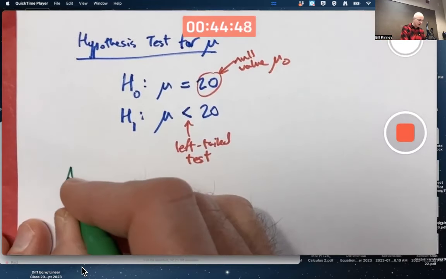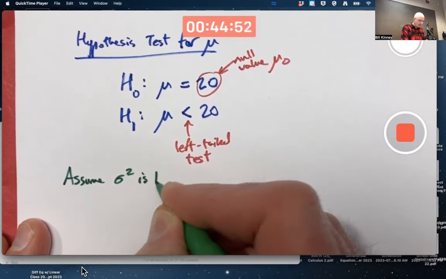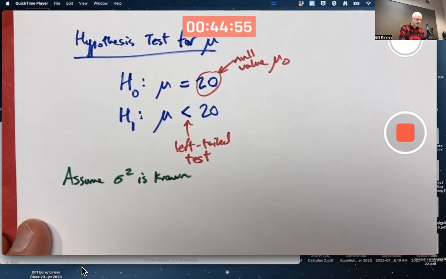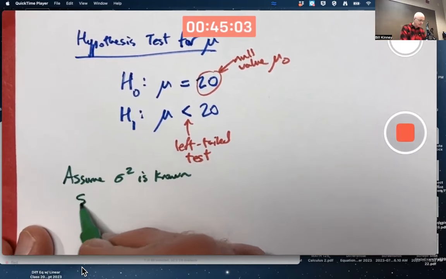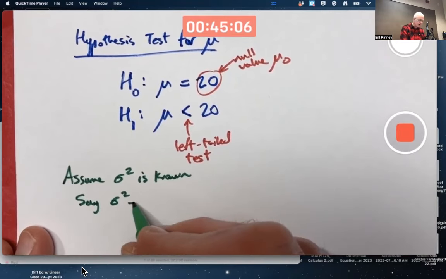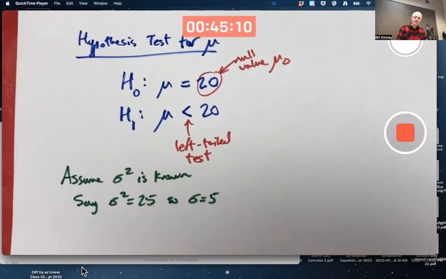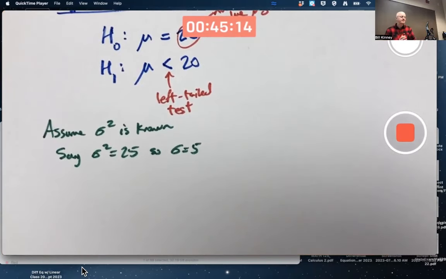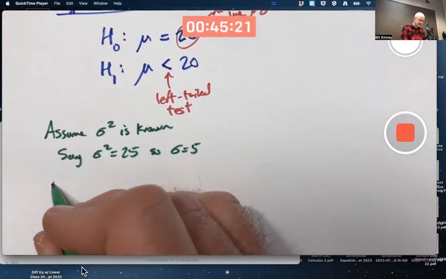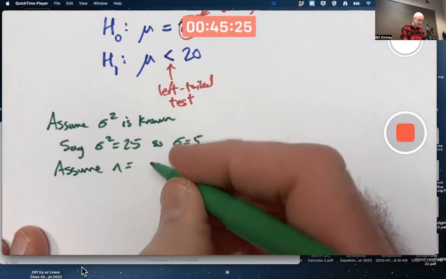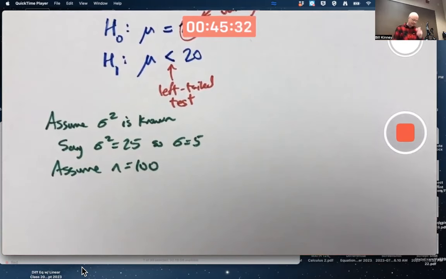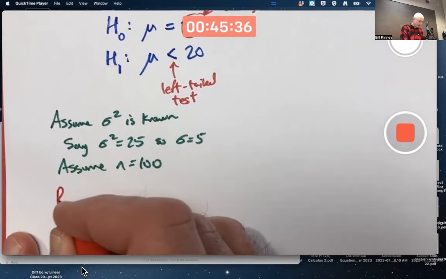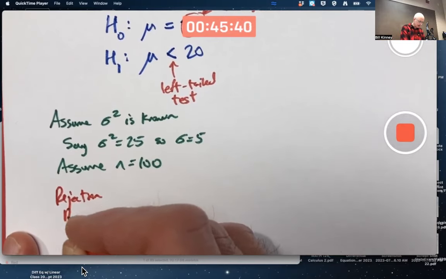So if we assume sigma squared is known. Yes, that's unrealistic, but it's just for the sake of keeping things simple, just trying to get the idea of it. Let's pick easy numbers here. Say sigma squared is 25, so sigma is 5. What should our rejection region be? It's also going to depend on the sample size. Assume n is, what should I pick? Maybe 16. Let's pick something bigger. How about 100 for n? What's the rejection region? Again, also called a critical region. I'll just label it one way here.